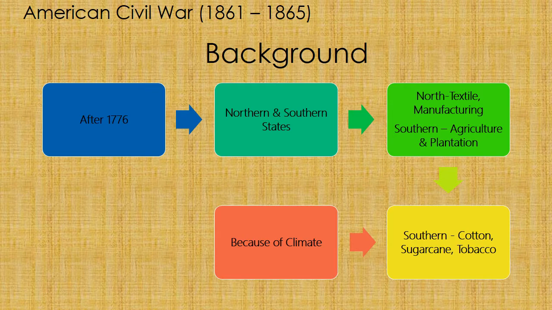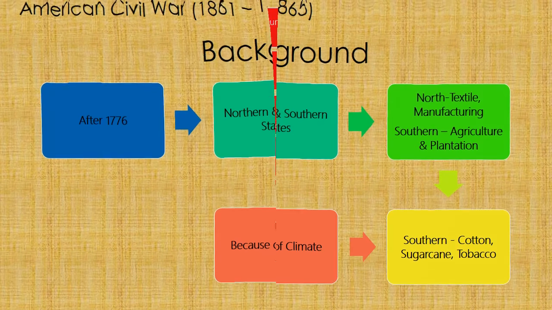Cotton, sugarcane, and tobacco were the main crops grown here. This was because the climate was suitable for growing cash crops. Work on these labor-intensive plantations was done entirely by the slaves brought from Africa.